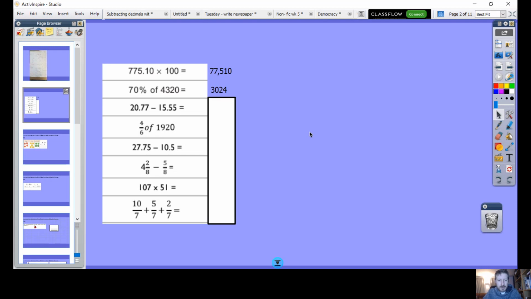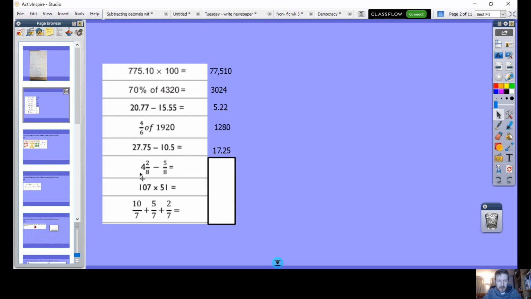20.77 take away 15.55, and you should have 5.22. We were practicing this yesterday, so hopefully that was okay. 4/6 of 1,920, 1,280. So you divide by the denominator, divide the 1,920 by 6 and multiply that answer by 4. 27.75 take away 10.5, 17.25. 4 2/8 take away 5/8.